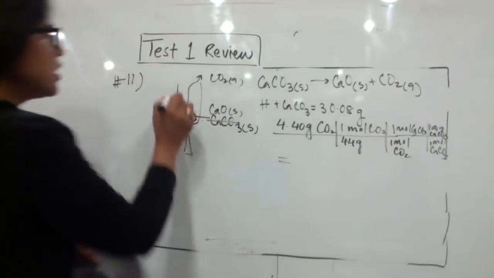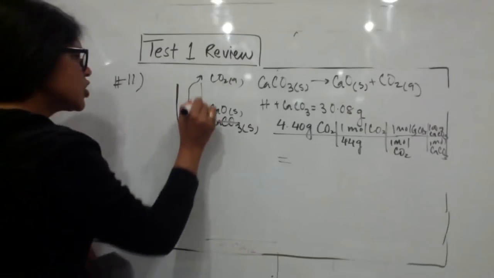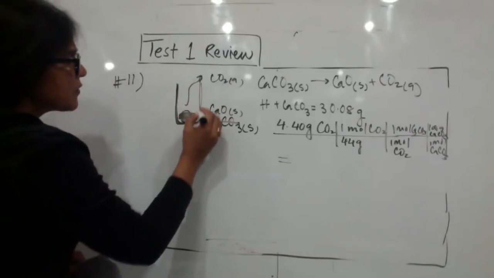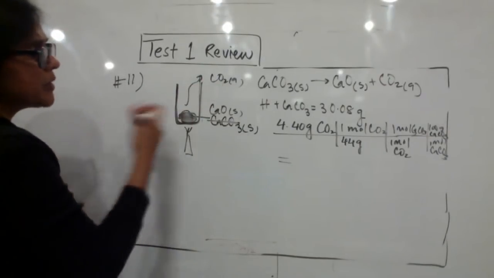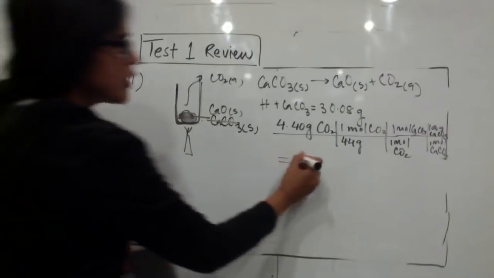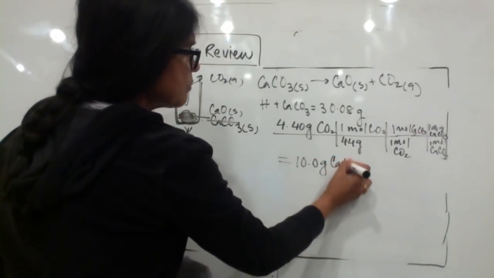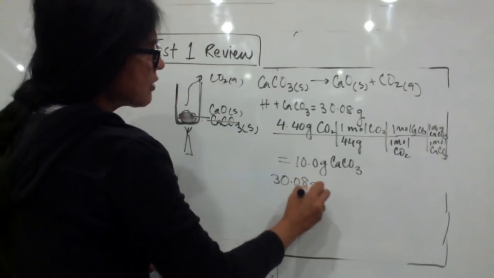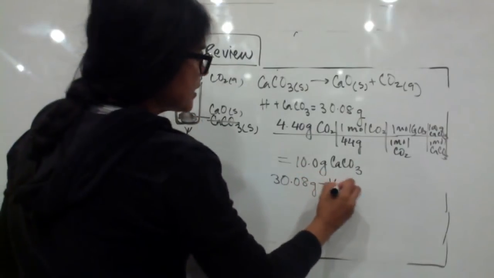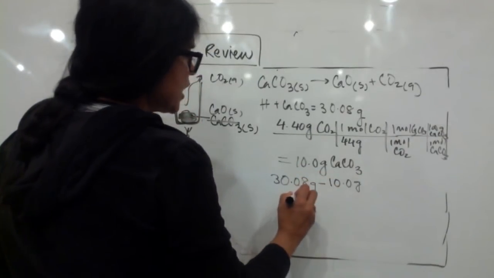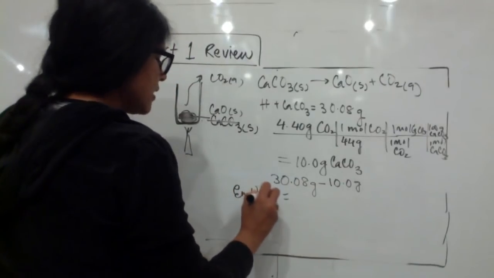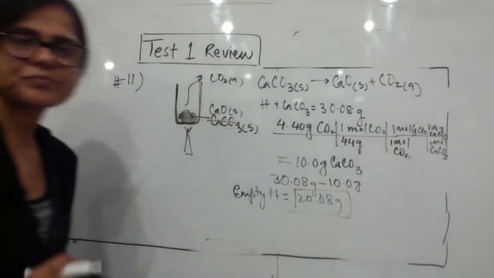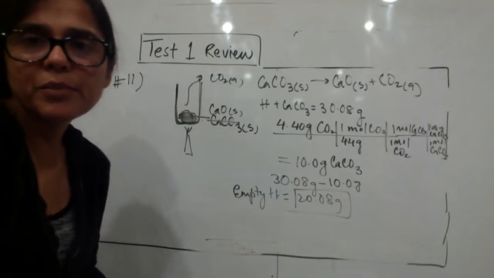And why do we want to know? So if you know the mass of this test tube plus calcium carbonate, and they're asking you just the mass of the test tube, if you subtract calcium carbonate from it, then you get the mass of the test tube. So you get 10 grams for calcium carbonate. Then you subtract from 30.08 grams, which is test tube plus calcium carbonate, 10 grams, which is calcium carbonate. You get the empty test tube as 20.08 grams. That is question number 11.